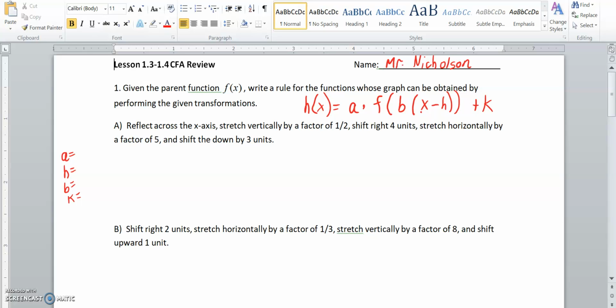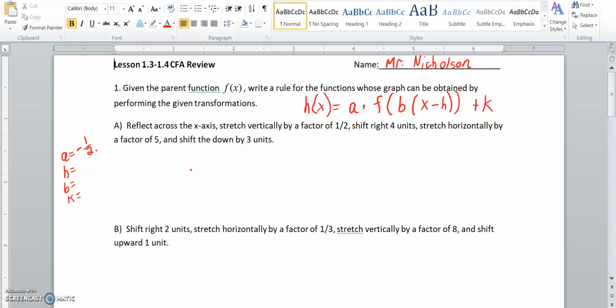So now that we have that, let's look at our example A. Reflect across the x-axis. We decided that's when A is negative, so I'm going to start with giving A a negative. It stretches vertically by a factor of 1/2. Our vertical stretch is by a factor of the absolute value of A, so A is just 1/2. The value is going to end up being negative 1/2, but the stretch factor is 1/2.